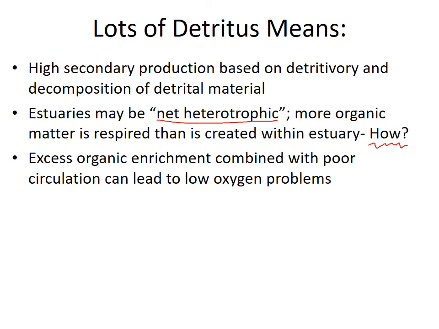So if you have more respiration than photosynthetic primary production, as you all know from our earlier lectures, you can be consuming more oxygen than you're creating. So all of this decomposing organic matter can lead to low oxygen problems. So estuaries are highly susceptible to low oxygen problems, particularly in the deeper parts of the estuary where the waters may be cut off from oxygen mixing in from the surface.